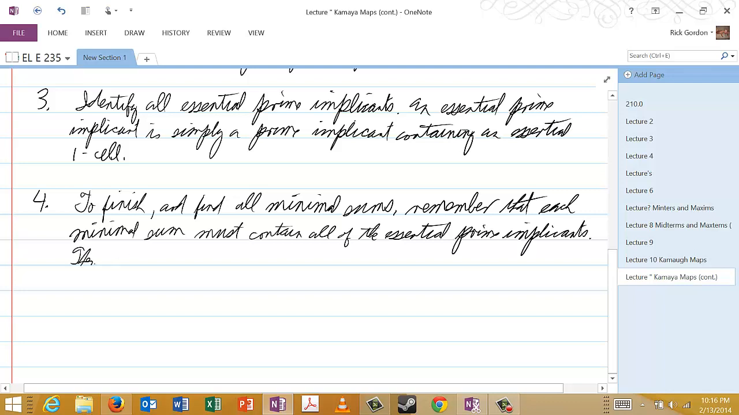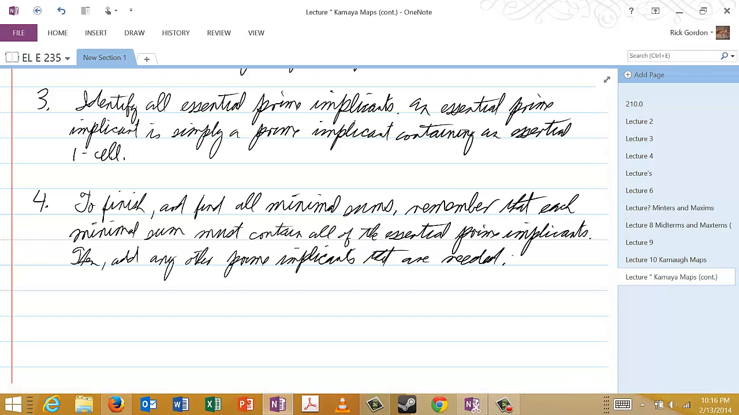Then add any other prime implicants that are needed. And once again, I definitely don't expect you to understand even a single one of these steps at this point. But after we've done a number of examples, I think that you'll find that this procedure is not too terribly difficult, and will be relatively easy to do.